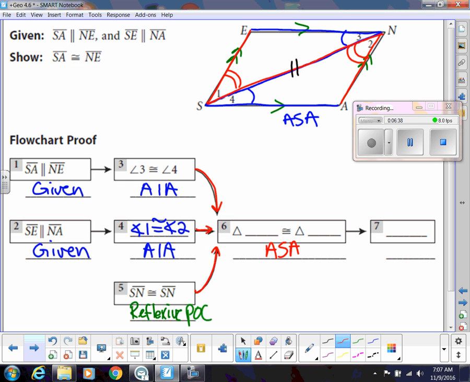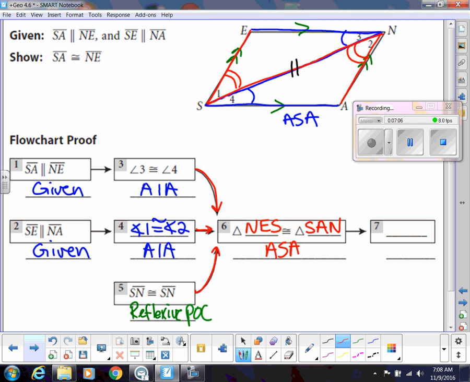And make sure you write an appropriate congruence statement for your triangles. I'm going to go NES. NES is congruent to SAN. Okay, and again, you don't have to do it in the same order I did. Just make sure to change the order of the second triangle to match your first order.